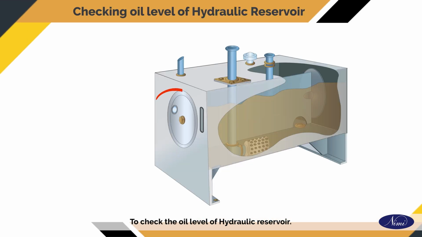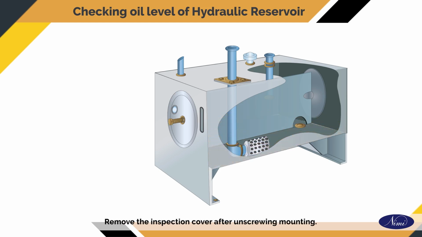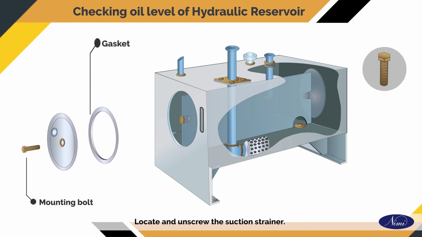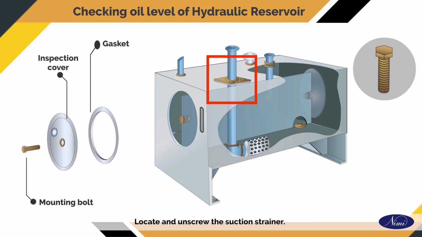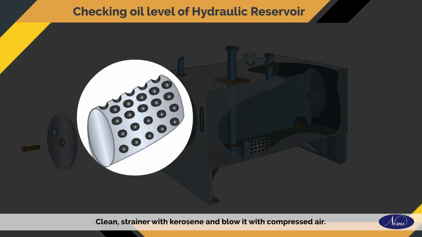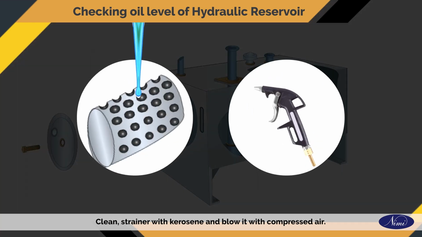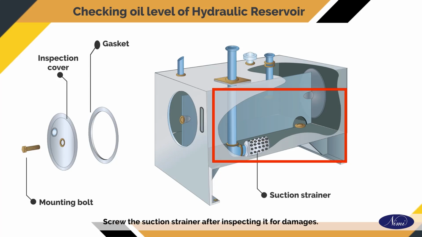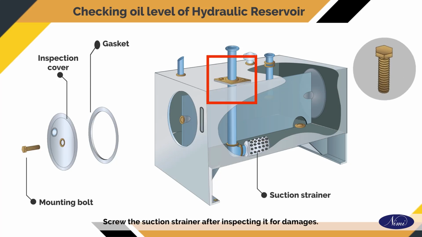To check the oil level of the hydraulic reservoir, put off the hydraulic system, drain the oil from the reservoir, and remove the inspection cover after unscrewing the mounting. Locate and unscrew the suction strainer. Clean the strainer with kerosene and blow it with compressed air. Clean the inside of the reservoir thoroughly. Screw in the suction strainer after inspecting it for damage.